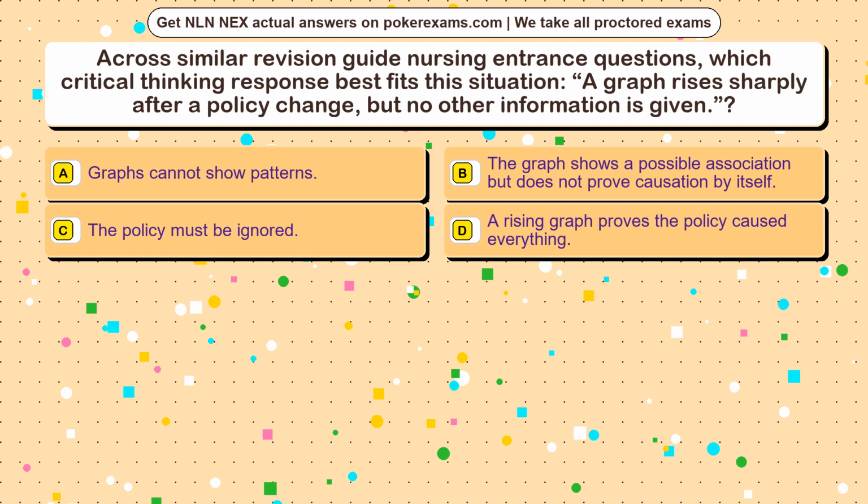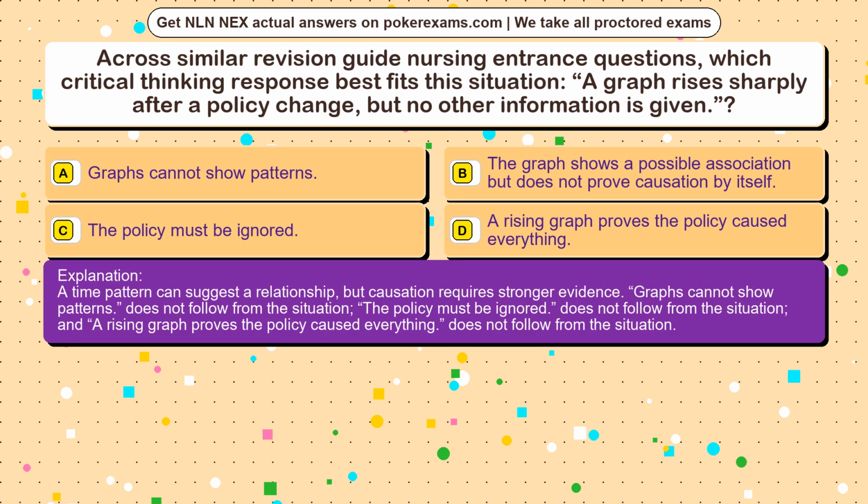The correct answer is option. A time pattern can suggest a relationship, but causation requires stronger evidence. Graphs cannot show patterns, does not follow from the situation. The policy must be ignored, does not follow from the situation. And a rising graph proves the policy caused everything, does not follow from the situation.